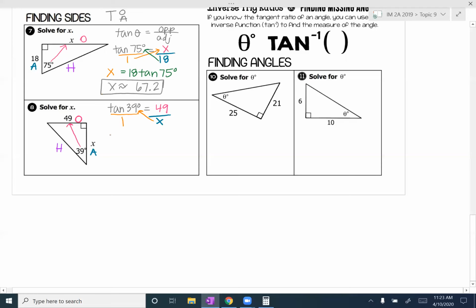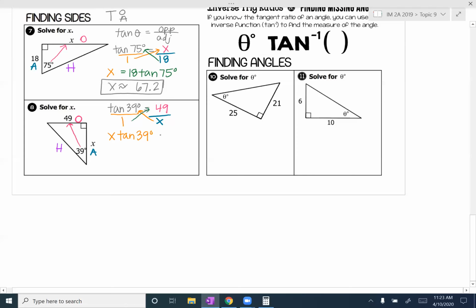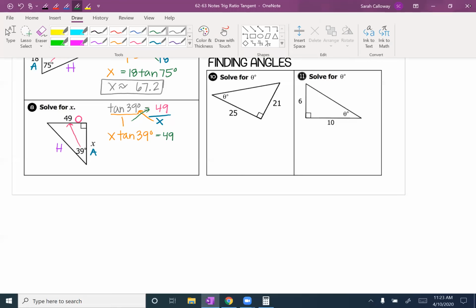So x times tangent of 39, I can't actually multiply anything. I'm always going to put the tangent piece last. So when I multiplied it by 18 in the previous problem, notice I put the 18 first. Whenever I multiply a trig function, that's always going to be the case. It's either number or variable times the trig function. Then I have to multiply 1 times 49, which is super easy. So that's just 49. And so we have x times tangent of 39 degrees is equal to 49.